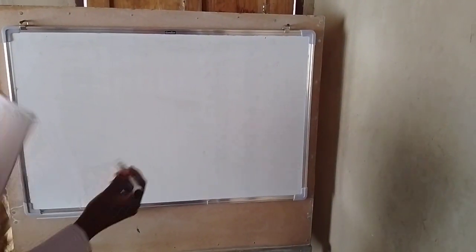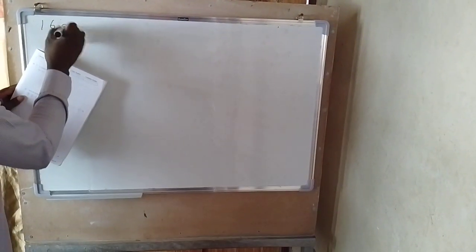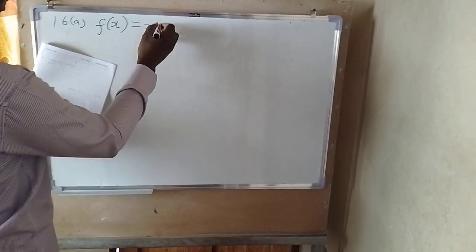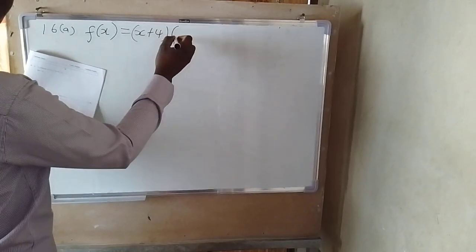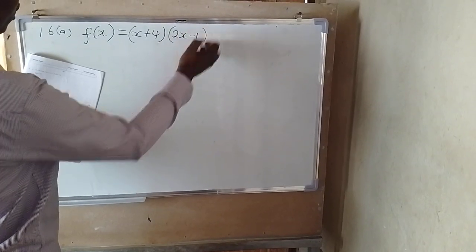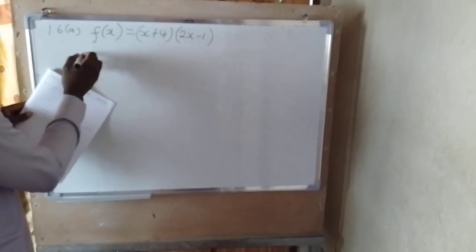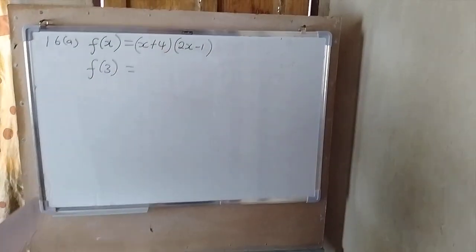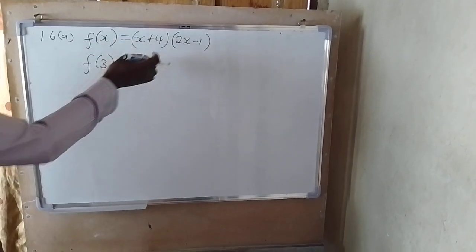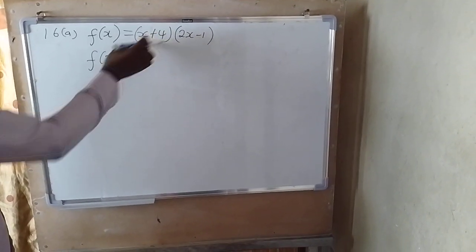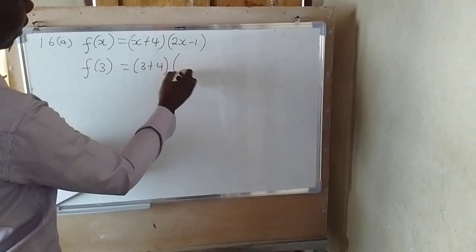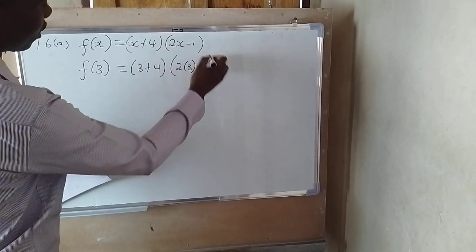Now it reads, if a function f of x is equals to x plus 4 in brackets and also 2x minus 1 in brackets, find f of 3. To simplify f of 3, the 3 takes the value of x. So we are substituting where we have x, we put 3. So it's now 3 plus 4 in bracket, 2 times 3 minus 1 in bracket.